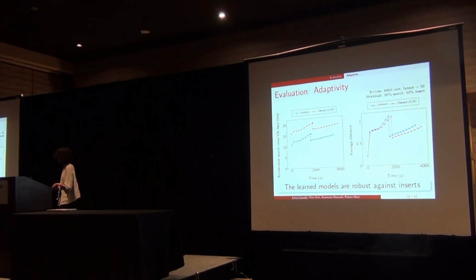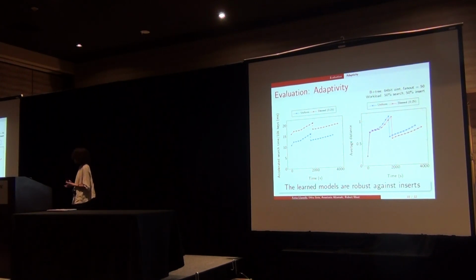it gradually increases again. On the plot on the right, we can see again on the x-axis the time, and on the y-axis the average distance of the system, which is, as I explained, the distance of how far we are from the correctly predicted node in cases of misprediction.